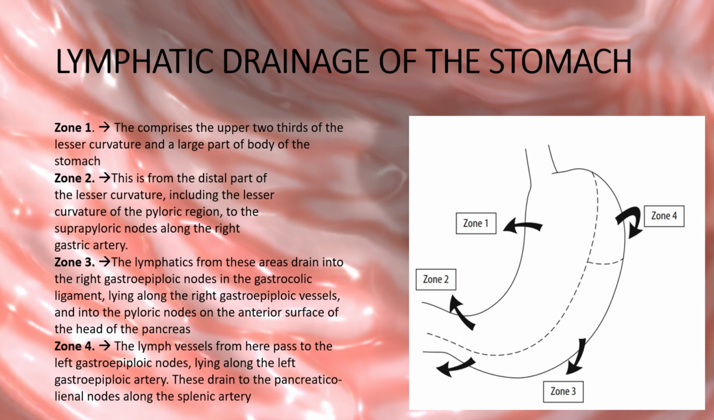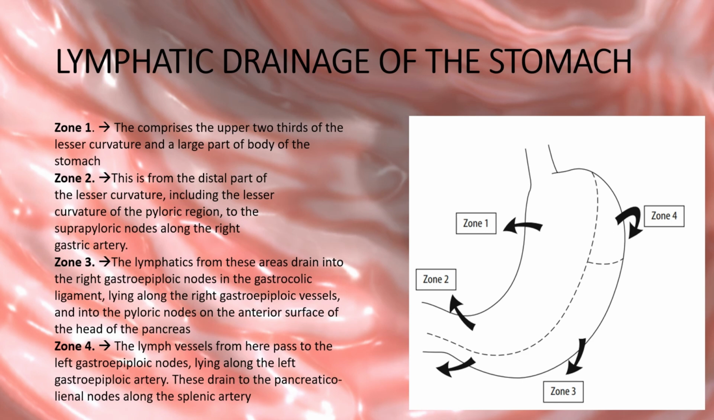The first zone is the upper 2 tiers of the lesser curvature and the larger part of the body of the stomach. The first zone drains into the left gastric nodes, lying along with the left gastric artery. These nodes are joined by the lymphatics coming down from the lower part of the esophagus. The second zone arises from the distal part of the lesser curvature, including the lesser curvature of the pyloric region, to the suprapyloric nodes along with the right gastric artery.